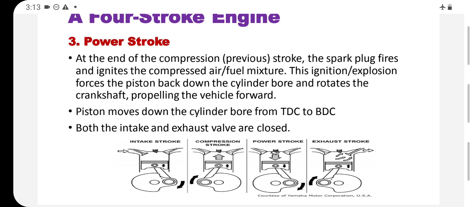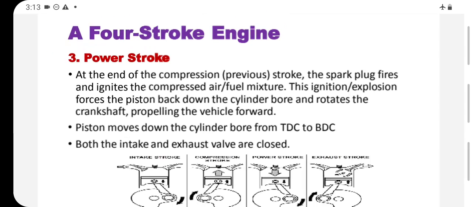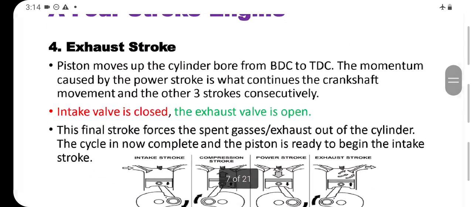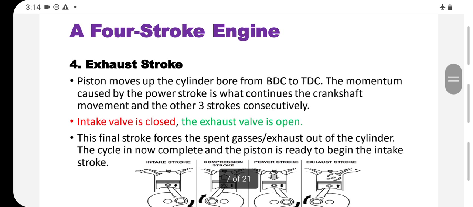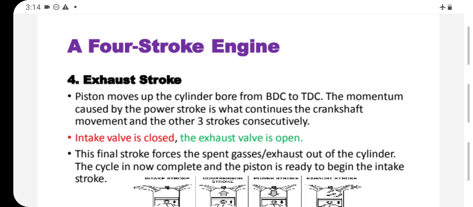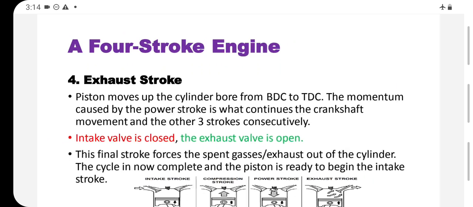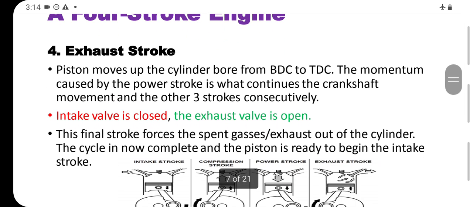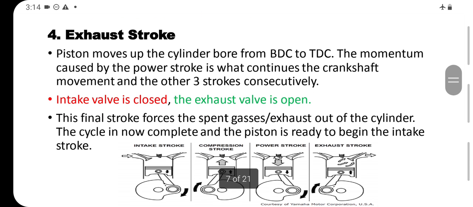Next, after completion of the power stroke, whatever exhaust gases are generated during combustion should be exhausted to the outside, and this takes place by the exhaust valve, in the exhaust stroke. During the exhaust stroke, the piston moves from bottom dead center to top dead center. Look at this schematic diagram.